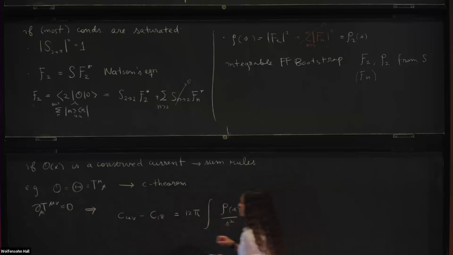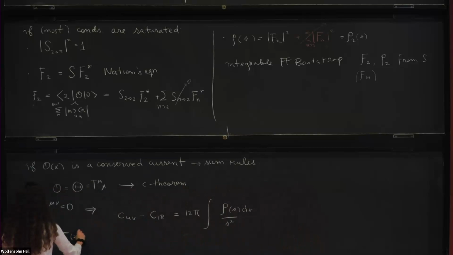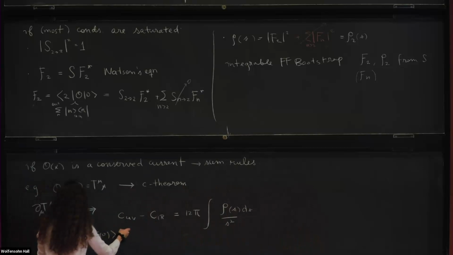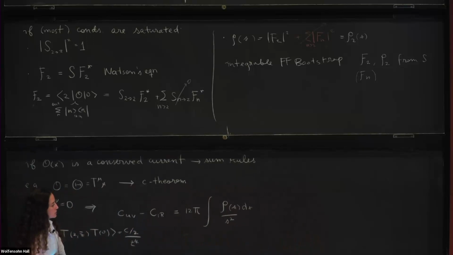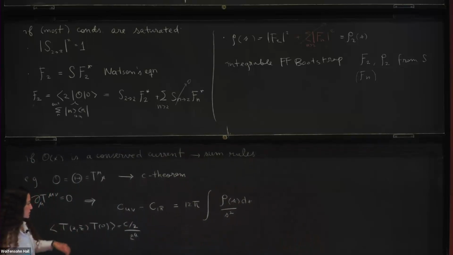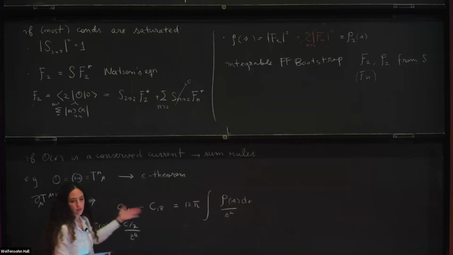So, well, and as a reminder, C is what appears in the two-point function of the stress tensor. You have some C over 2, yes. So it's one parameter that tells you basically which theory you're working with. It's a data of the CFT.